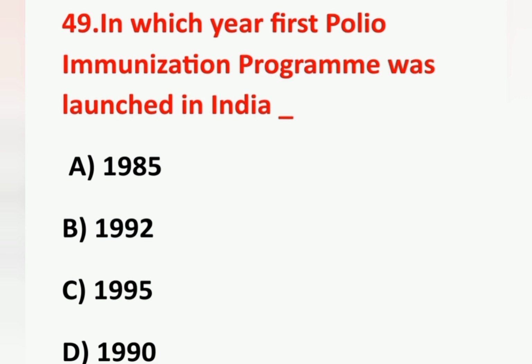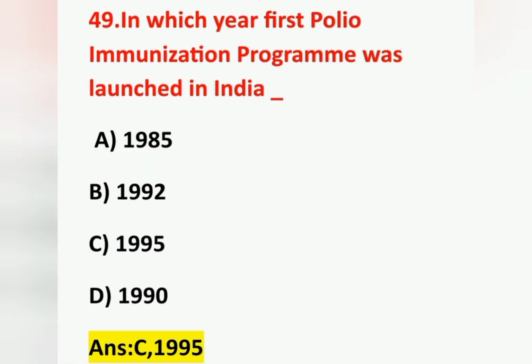The next question, in which year first polio immunization program was launched in India? And options, option A 1985, option B 1992, option C 1995 and option D 1990. First pulse polio immunization program was launched in India in the year 1995. Okay, option C is the correct answer.